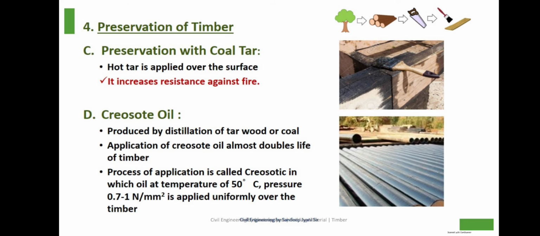See, preservation with coal tar. Hot tar is applied over the surface. It increases resistance against fire. The creosote oil produced by distillation of tar, wood or coal. Application of creosote oil almost doubles the life of timber. The process of application is called creosoting, in which oil at a temperature of 50 degrees Celsius and pressure of 0.7 to 1 N per mm square is applied uniformly over the timber.